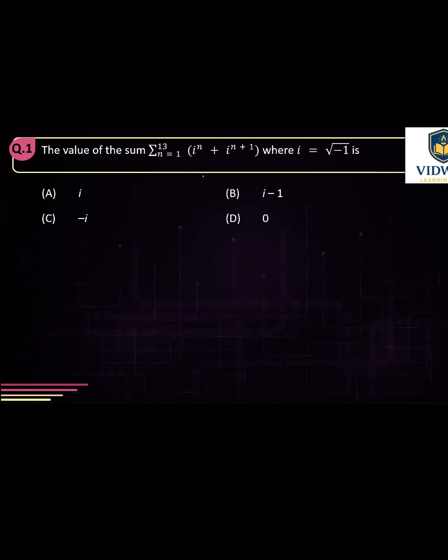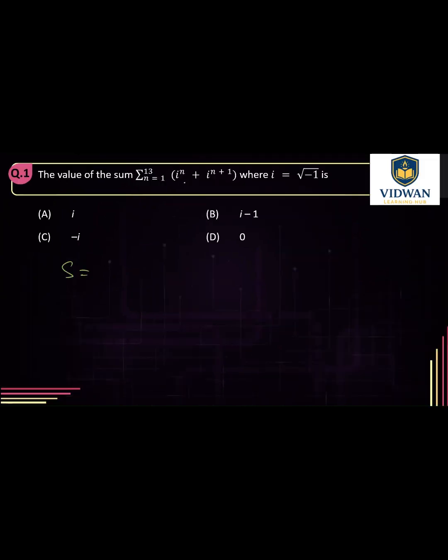So here we have the value of this sum where i is root minus 1. Let's solve this problem. The sum can be written as, if you put n as 1, it is i power 1 plus i power 2. n as 2, it's i square plus i power 3. So like this, you'll get a summation.